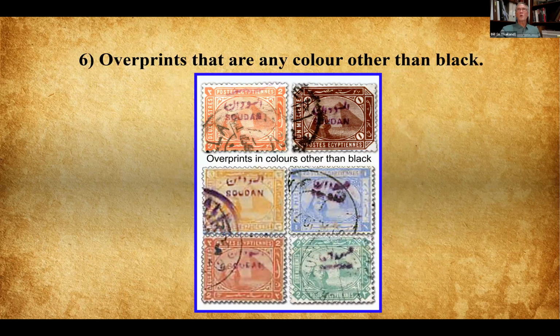The sixth clue: overprints that are any color other than black. Genuine overprints were always printed using black ink. Overprints of any other color are obvious forgeries.